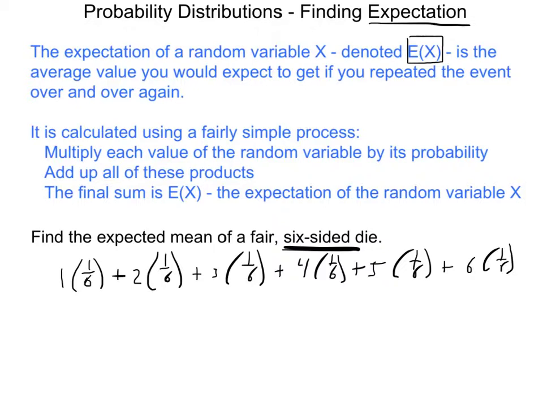If you add all of these things together, I'll save us the computation, you'll end up with 21 over 6, which is 7 over 2, which is 3.5. And that answer should make sense. If you kept rolling a six-sided die over and over again, and you added up all the numbers you got and divided by how many times you did it, we would expect to have an average of 3.5. Now note, you can't actually roll a 3.5. It just means that on average, you should expect 3.5 each time. Okay. I've got a couple examples of this, so let's take a look at those.